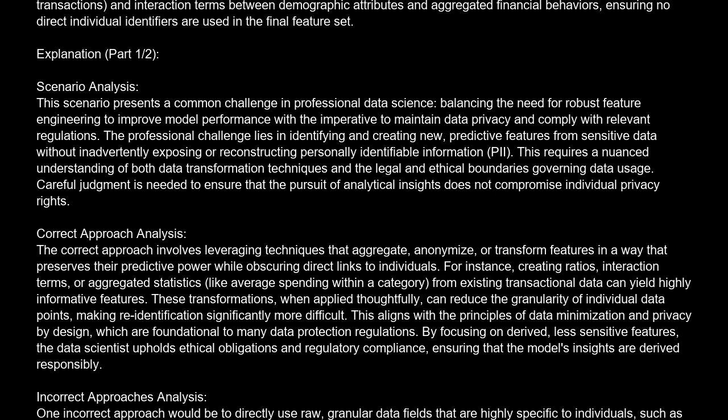Incorrect approaches analysis. One incorrect approach would be to directly use raw, granular data fields that are highly specific to individuals, such as exact timestamps of every transaction or precise location data, as direct inputs for new features without any aggregation or anonymization. This poses a significant regulatory risk, as it increases the likelihood of re-identification, potentially violating data privacy laws that mandate the protection of PII.